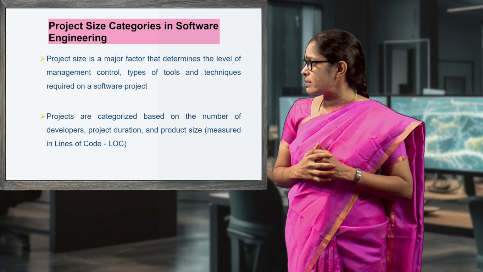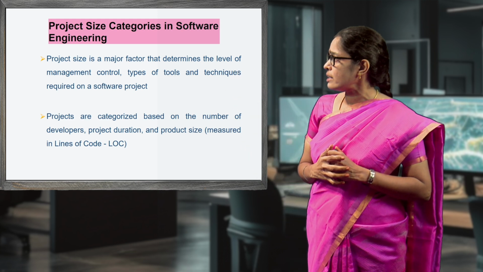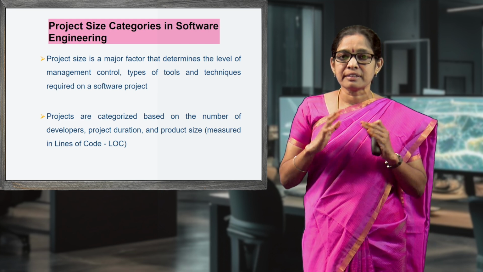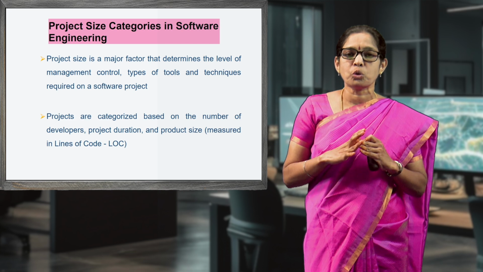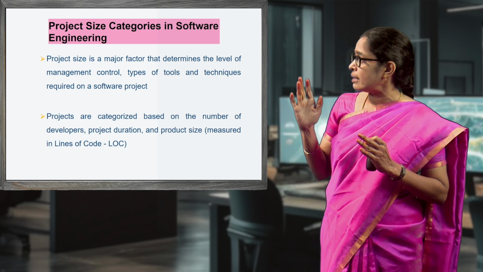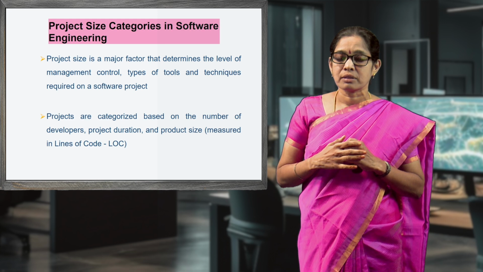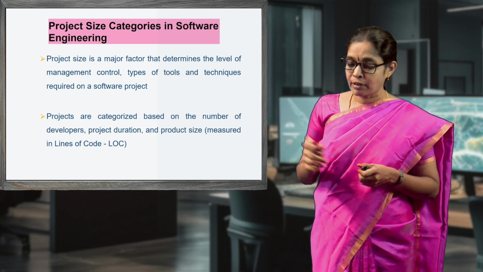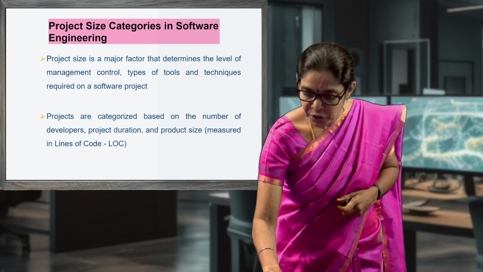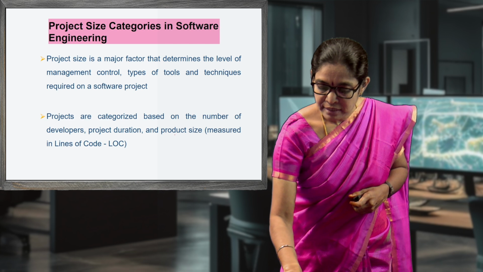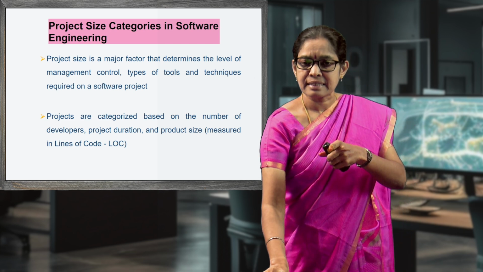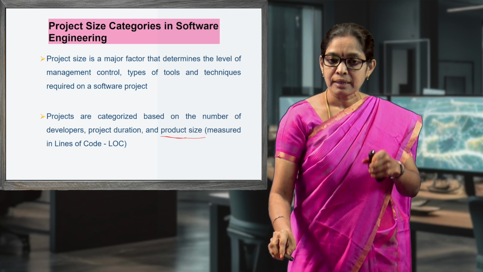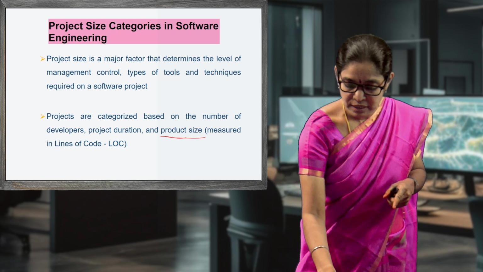Then the next topic is project size categories in software engineering. Project size is a major factor which determines the level of management control and the types of tools and techniques required on a software project. The projects are categorized based on the number of developers, project duration and product size. Product size can be measured using lines of code, represented as LOC.